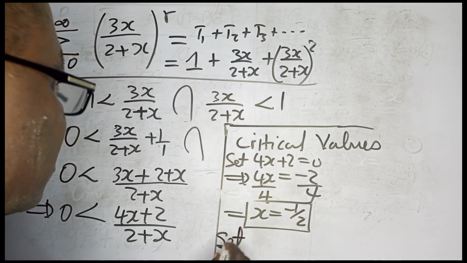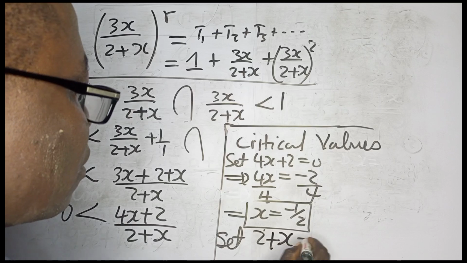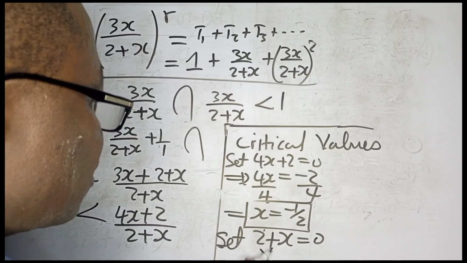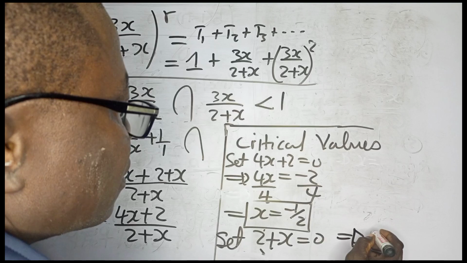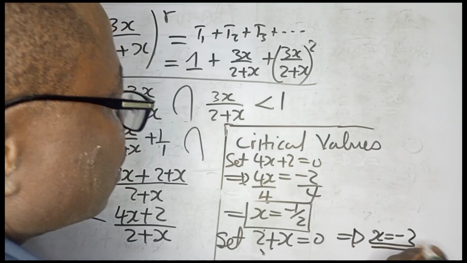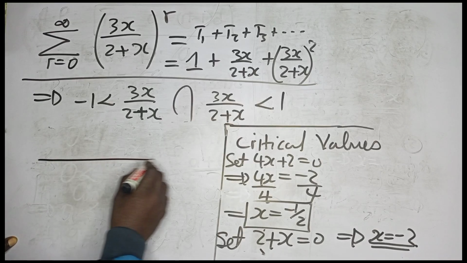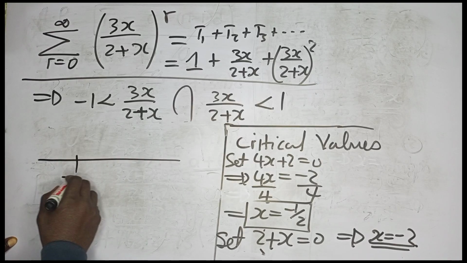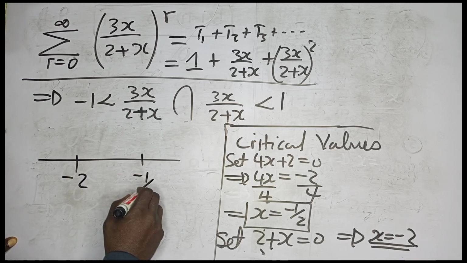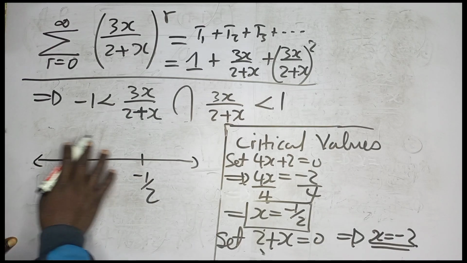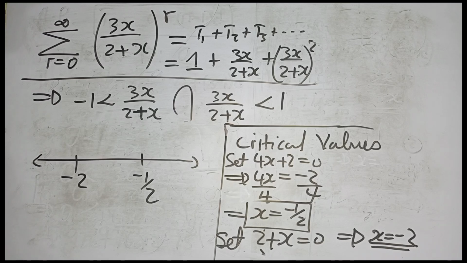Second critical value, we also set the denominator equals 0. When we set the denominator equals 0, it means x equals -2. This is our second critical value. So we have x equals -half and x equals -2 as our two critical values. So we carry out our analysis on the number line. On the number line, we have -2 is smaller, it comes first, and then -half. We have 1, 2, 3 zones to test values.